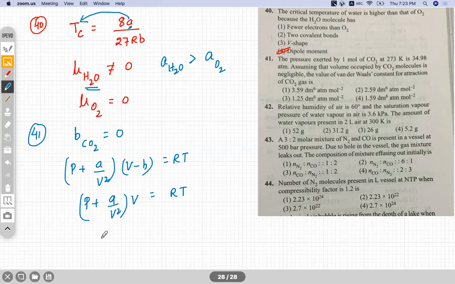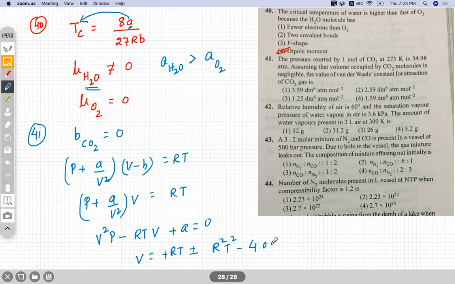When you solve this, you'll get PV square minus RT into V plus A equals 0. So we'll get this quadratic. When you solve this, you'll get V is equal to minus B, that is RT, plus or minus the root of B square minus 4AC, so 4 into A into P, divided by 2A, that is 2P.